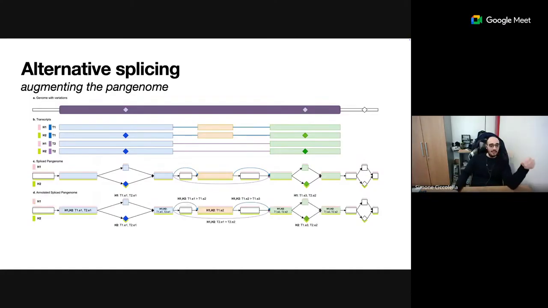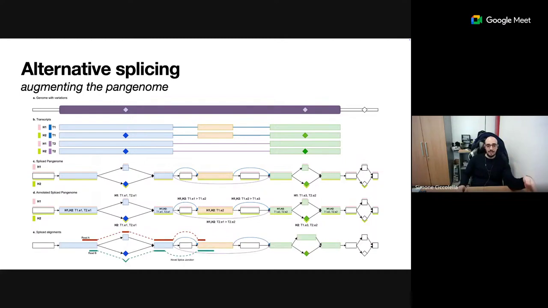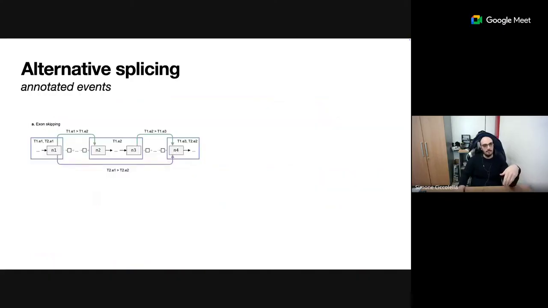We can also annotate this spliced pangenome by including into it the actual information on the transcripts and the haplotypes, so that we have all the different possible combinations inside of our genome. Therefore, once we get a read and we align this read with a spliced alignment, we can follow what happens in the graph and actually deduce the type of event that we see.